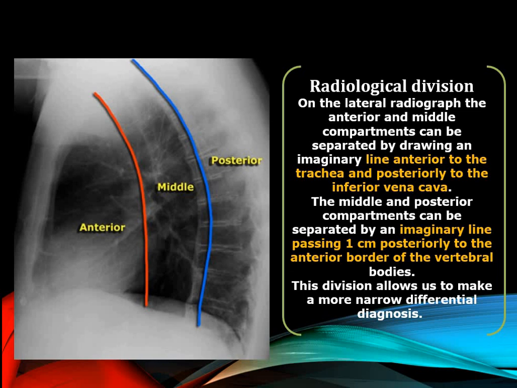These anterior, middle, and posterior divisions are made by two lines. The first line, red line, which is anterior to the trachea and posterior to the inferior vena cava. And the blue line is imaginary line passing 1 centimeter posterior to the anterior border of the vertebral bodies. By these lines, we can roughly differentiate the mass, whether it's anterior, middle, or posterior.